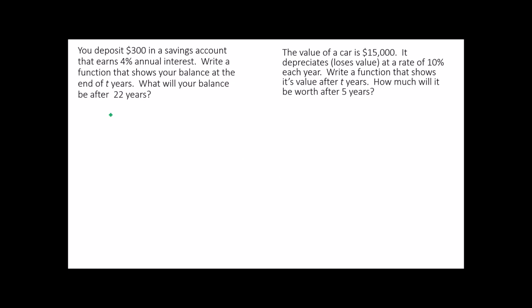You deposit $300 into a savings account and you earn 4% interest. Notice we're earning, so this is going to be exponential growth. Write a function that shows your balance at the end of t years, and then what would your balance be at the end of 22? Let's walk through this again.